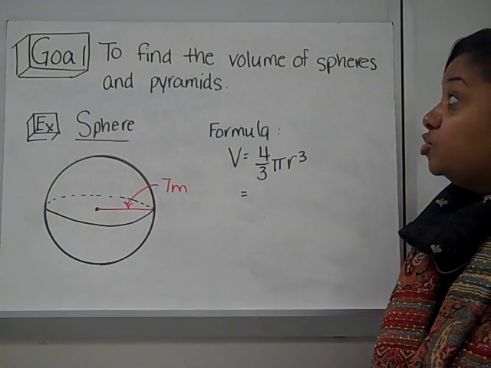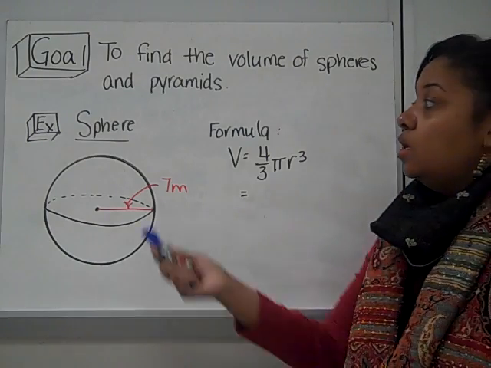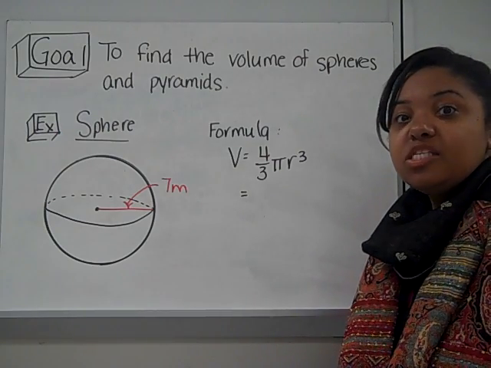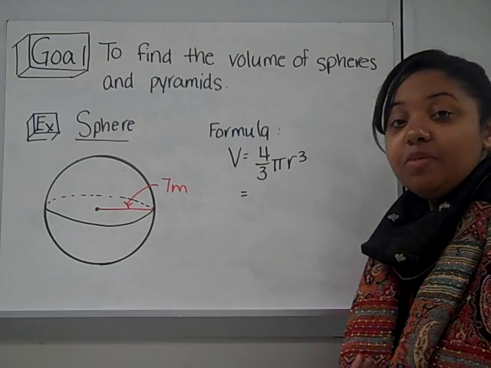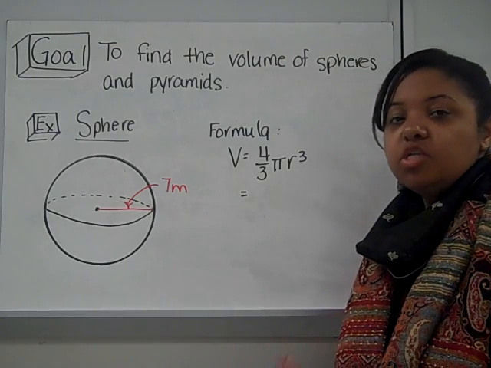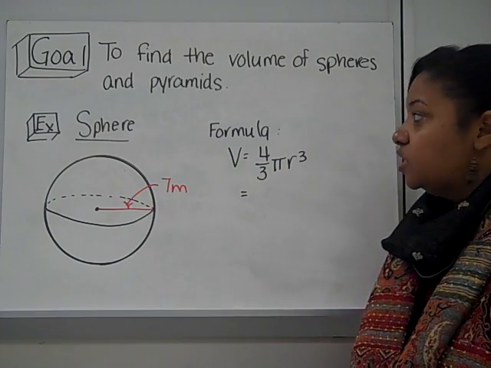Today's goal is to find the volume of spheres and pyramids. A sphere comes from the Greek word sphaira, S-P-H-A-I-R-A. It means globe or ball. So you're dealing with a three-dimensional figure. A circle, of course, is a flat two-dimensional figure. A sphere is a three-dimensional figure.